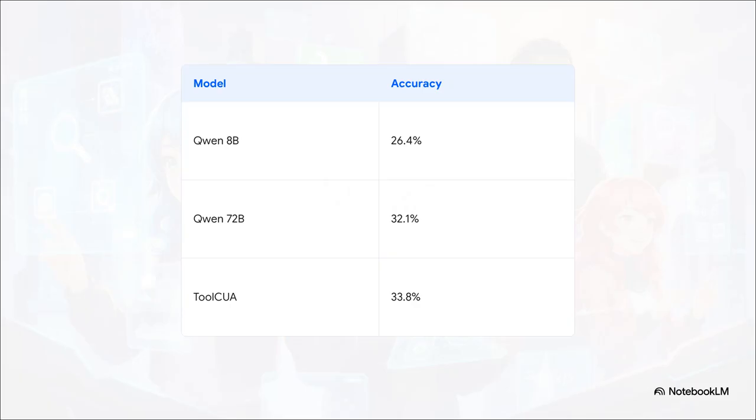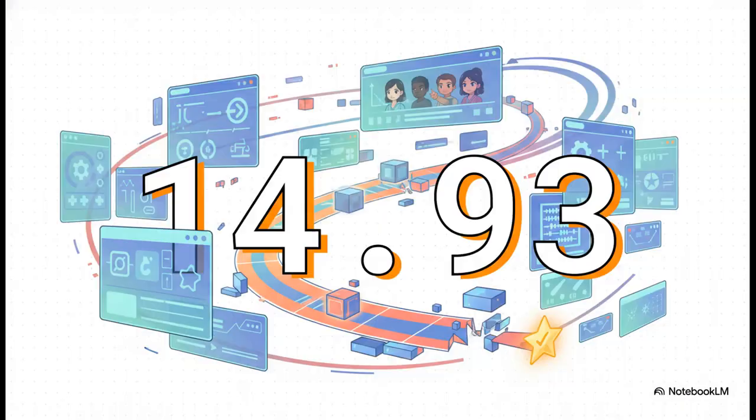And this architecture's brilliance totally extends to zero-shot cross-platform generalization. Despite being trained exclusively on Linux-based trajectories, ToolCUA was dropped into an unseen Windows desktop environment. And the result? It hit 33.8% accuracy. It completely outperformed the 72 billion parameter version of its base architecture. The hybrid switching policy it learned is truly platform agnostic.